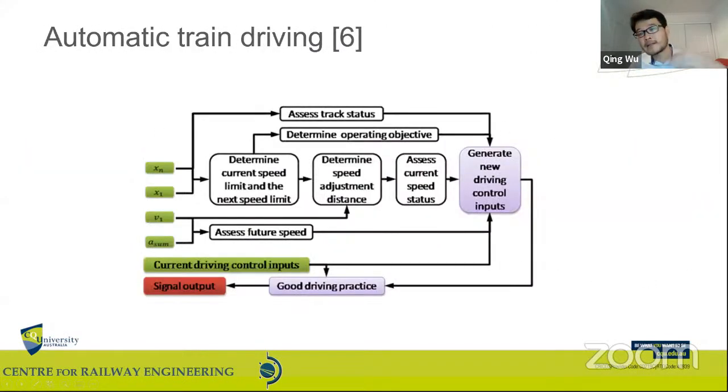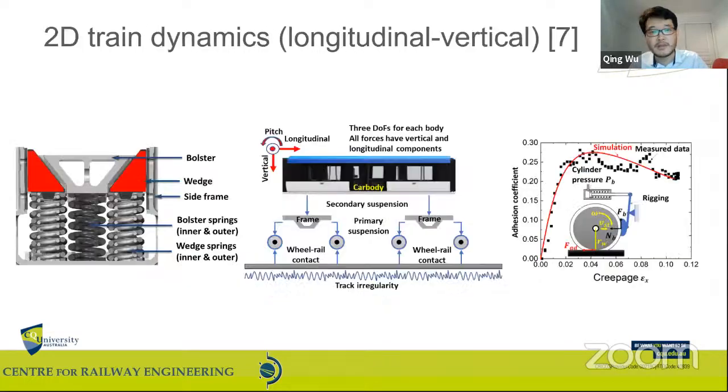Now, the previous parts have basically covered all the parts we need for one-dimensional train simulation. Now we move to the two-dimensional train dynamics. In this case, it is mainly the longitudinal and the vertical directions. To expand the longitudinal train dynamics to longitudinal and vertical, or two-dimensional, train dynamics, we need to consider several other components. Those would include the vertical wheel-rail contact forces and the vertical suspension forces.